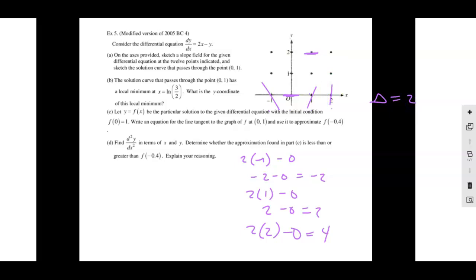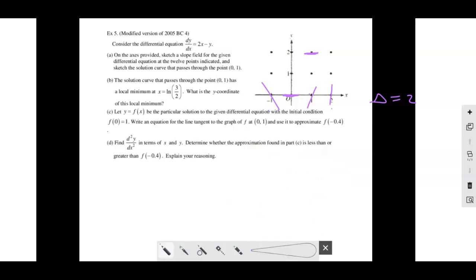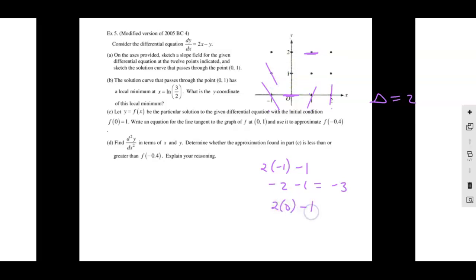Let's go up and look at the next row. When in doubt, just test everything. Let's look at this one, which is the point (-1, 1). So 2 times -1 minus 1. That's going to be -3. So this was a slope of -2, and this one's going to be even steeper, so it's going to be -3, more or less. If I did the point right next to it, that would be 2 times 0 minus 1, so 0 minus 1 equals -1. So this one's going to be a slope of -1.